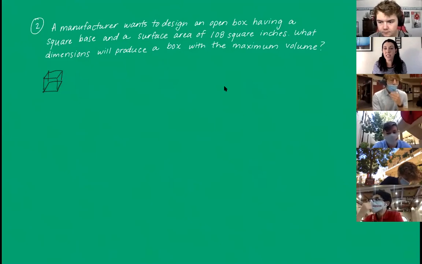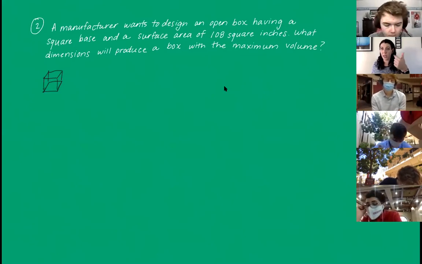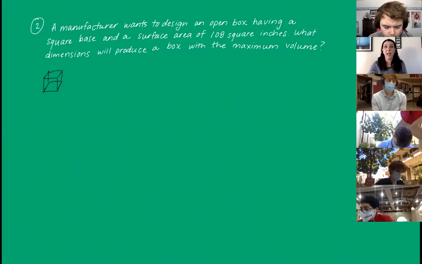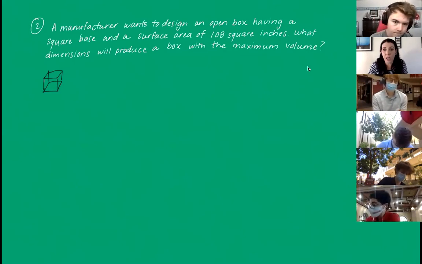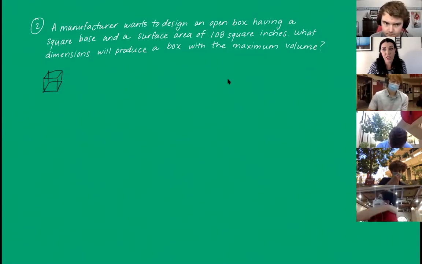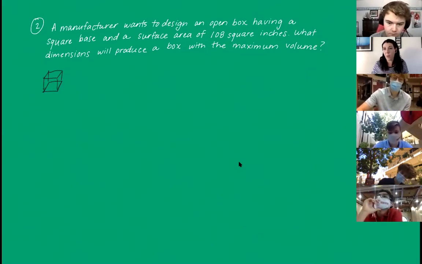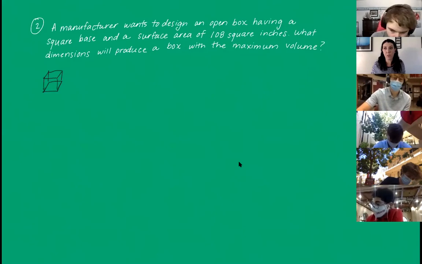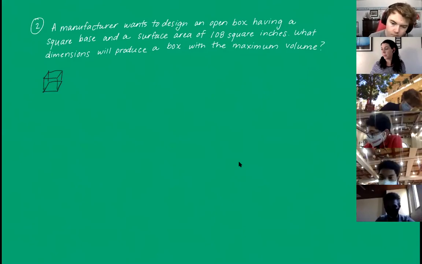I have a surface area of 108 square inches, and I want to produce a box with the maximum volume. I would like you to try to write down your primary equation and your constraint. And we're going to go into small groups to talk about this. You need to know what this question says. You need to make sure you have that 108 written down. Only going to give you a minute or so in your small groups. I just want you to write down the primary and the constraints. I'll call you back pretty quick.